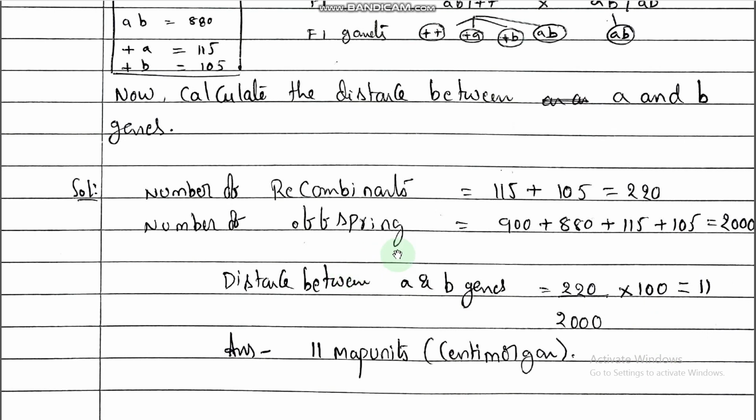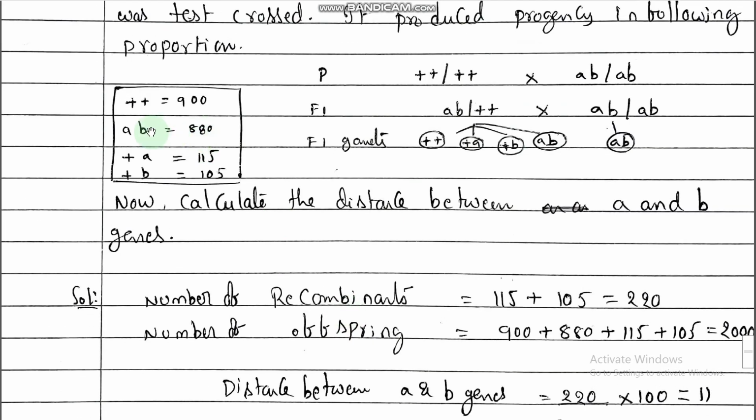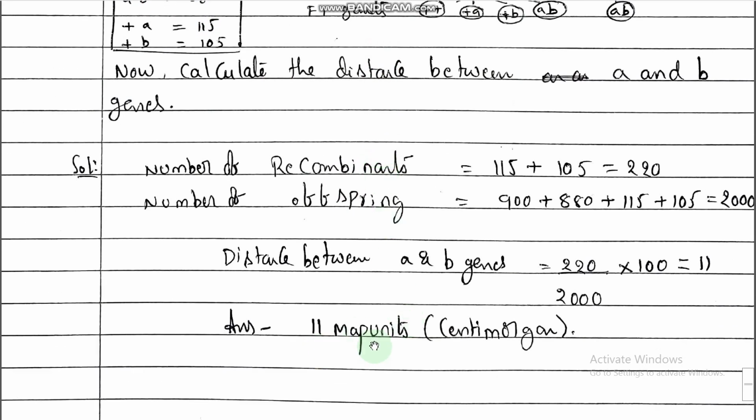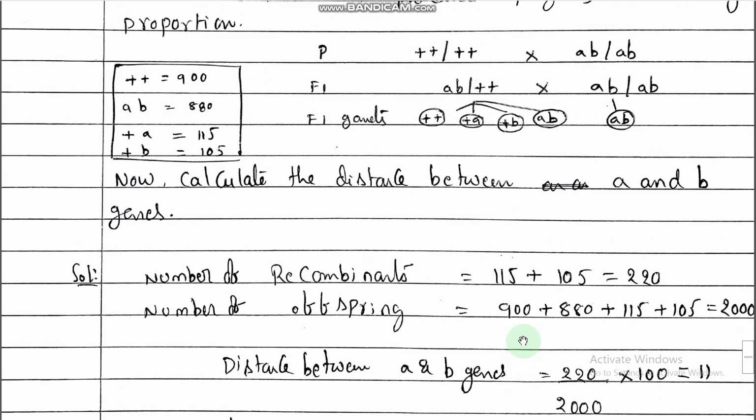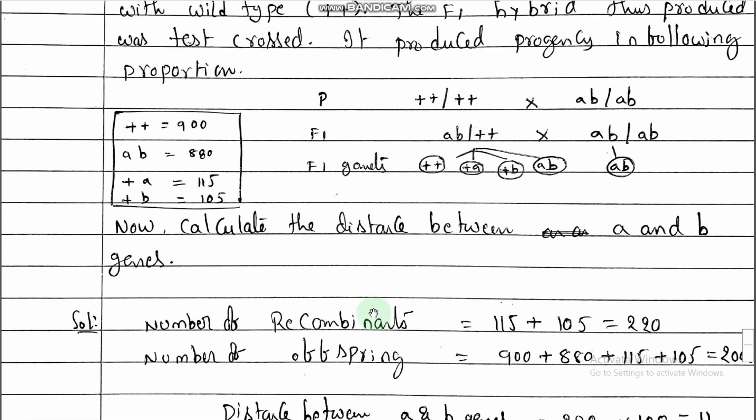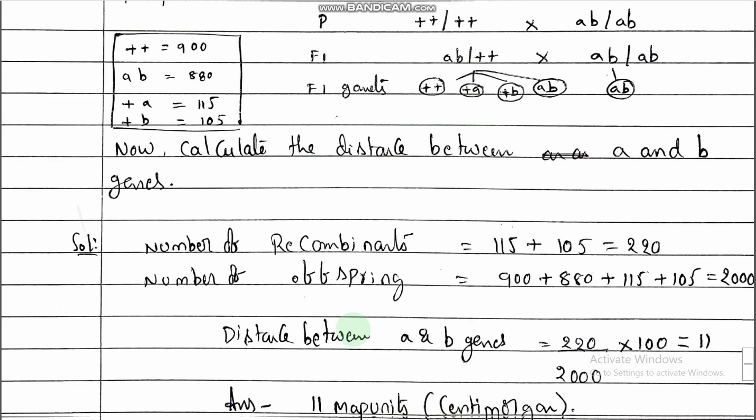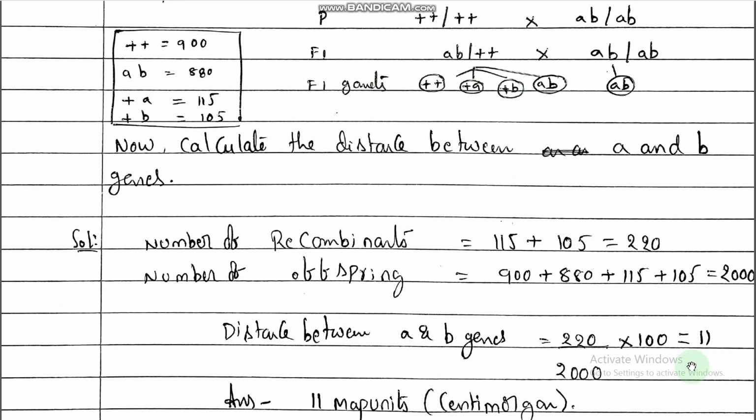Recombinants are formed here. Recombination takes place. 11 percent means how many map units? 11 map units. So the distance between A and B, how many map units? 11 map units or 11 centimorgans. You understood or not? Based on the given data, we found the recombination frequency. 1% recombination frequency is equal to 1 map unit. So here 11% recombination takes place, so the distance between A and B is equal to 11 map units.